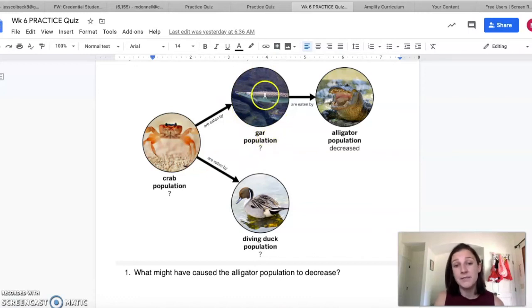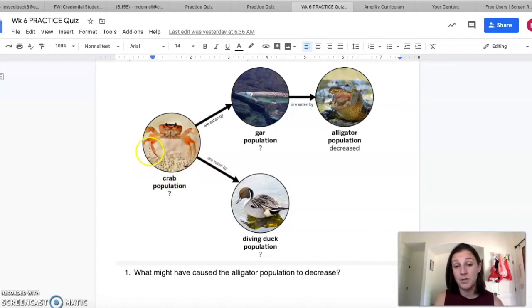And anything that happens to this population is going to affect the next population down, the crab population. So if the gar population has increased, that means there are more gar eating crabs. What might happen to the crab population? It would go down, right? They're getting more energy from the crabs and they're getting eaten, right? That population is going down.